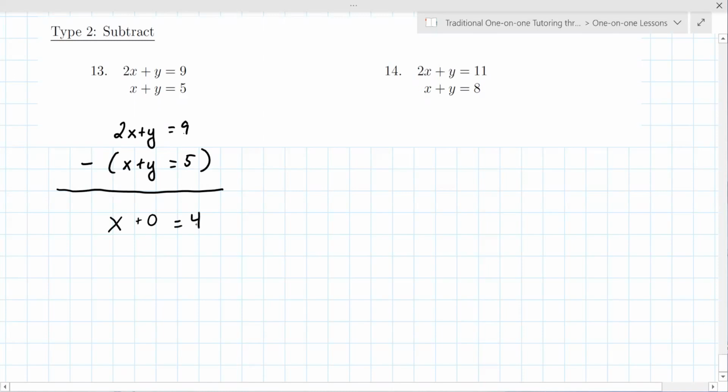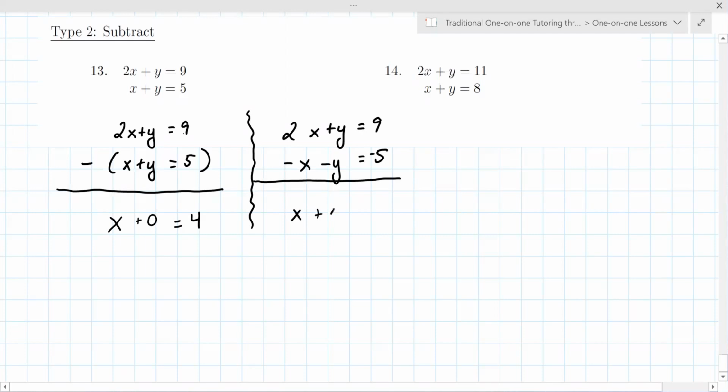Okay. Now, alternatively, you could distribute the negative to everything. So it'd be negative x minus y equals minus 5. And then you can do just like you did in the first problem. You can add. So you get x plus 0 equals 4. So it's up to you. Whatever floats your boat. That's the theme for tonight: you get to decide some stuff now, which can be good. It frees you up from always having to use these rigid rules. But regardless of which one you choose, you get x equals 4.